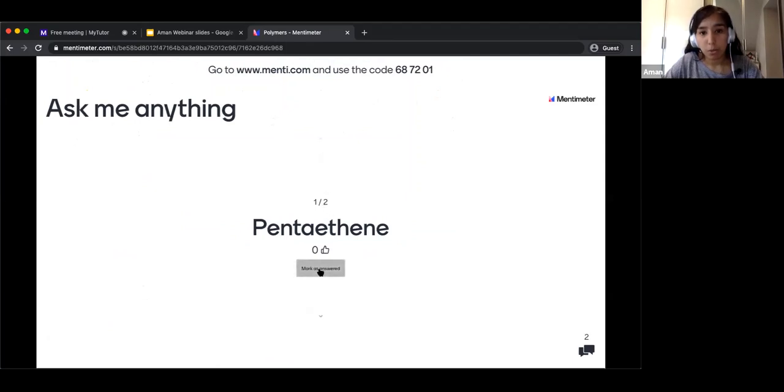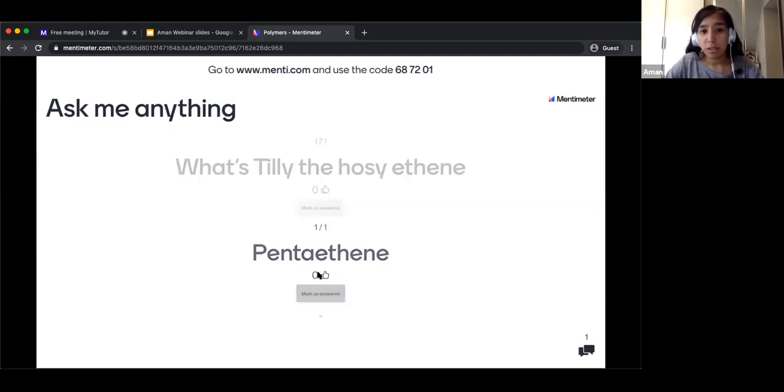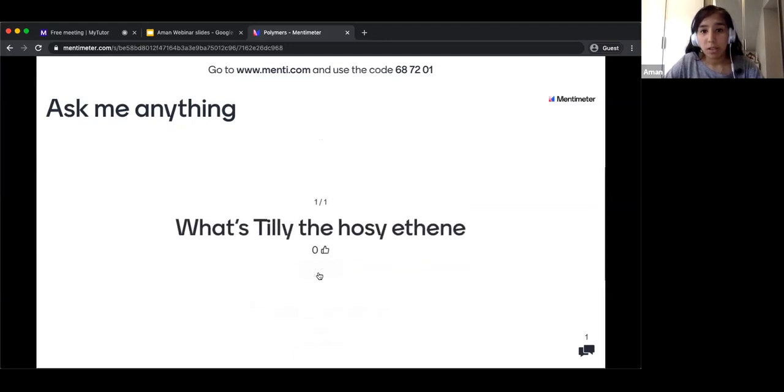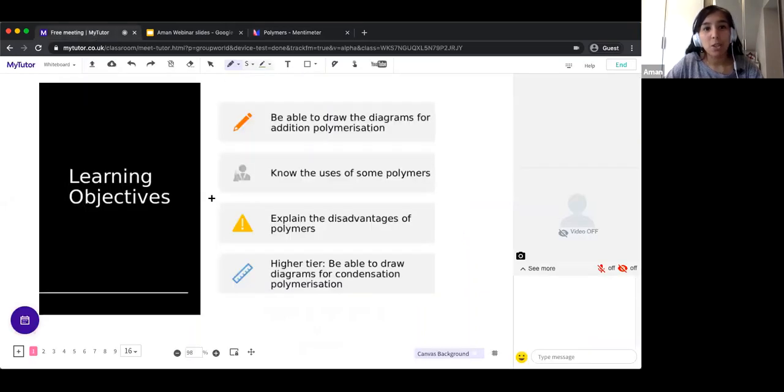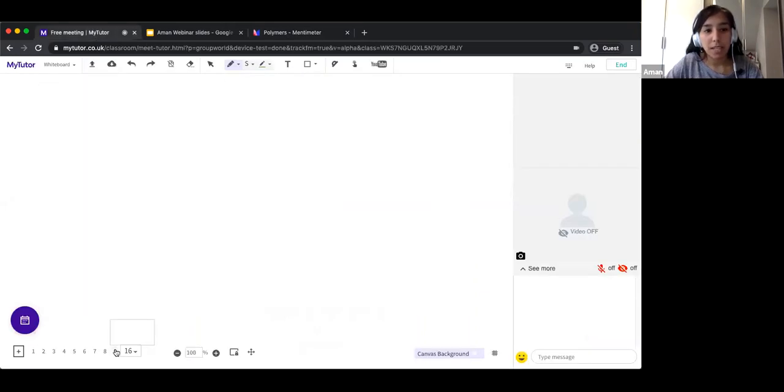Okay, I'm not sure what this means, pentaethene. So I'm not sure what you're asking me there, but that is not a molecule. Okay, fine. I'm just going to ignore that one. All right, great. So we'll end the Mentee quiz there and go back to today's lesson.